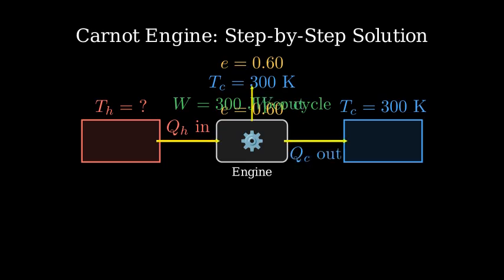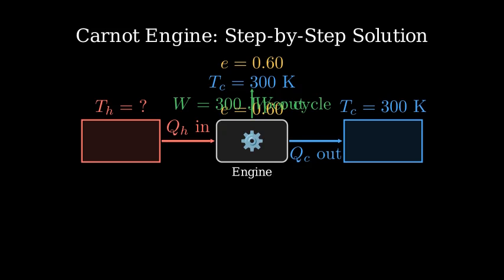Heat enters from the hot reservoir, labeled T sub H, into the engine. Part of that energy becomes useful work, labeled W out, and the rest is exhausted to the cold reservoir at T sub C equals 300 Kelvin. The efficiency given is 0.60. We'll use two key Carnot relations to solve each part.